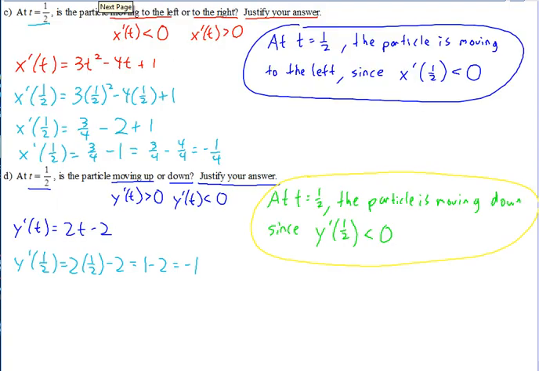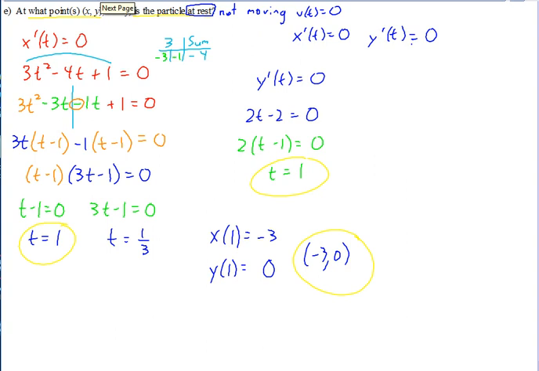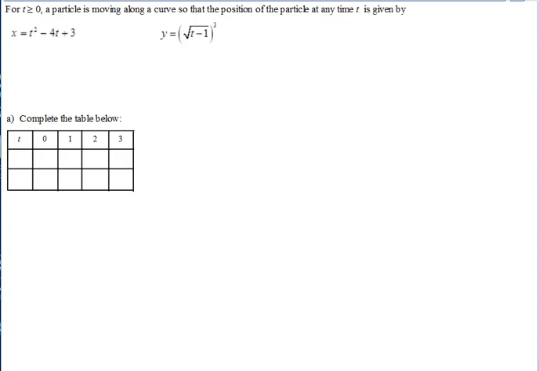Now let's take a look at one more example, just slightly different. On this one, we've got the same thing except two different functions. And notice they won't always be written in function notation. Sometimes it's just x equals and y equals. That's fine. So let's again figure out the x and y coordinates, starting at time 0, going to time 3.